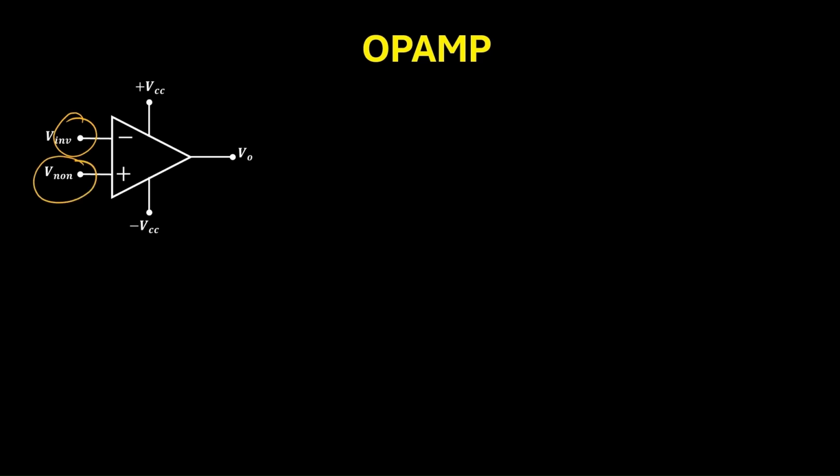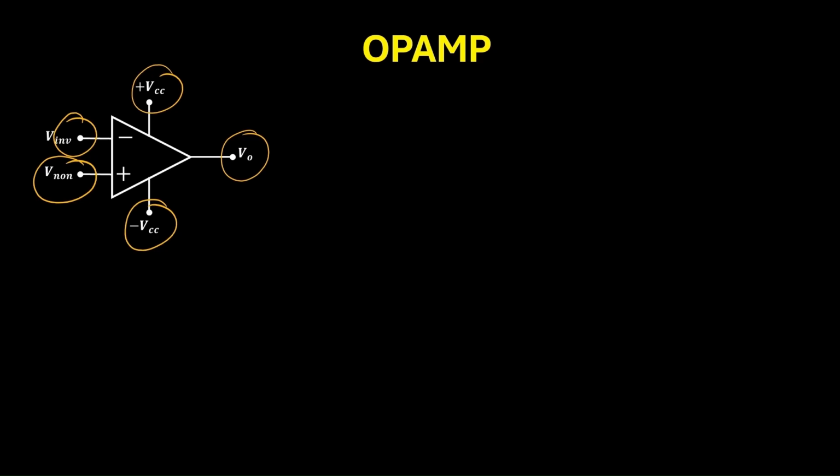OPAMP. OPAMP stands for operational amplifier. This is the circuit symbol. It consists of 2 inputs. The one with the negative sign is known as the inverting, and the one with the positive sign is known as the non-inverting. It has 2 power supply terminals, plus VCC and minus VCC, and we have an output terminal.